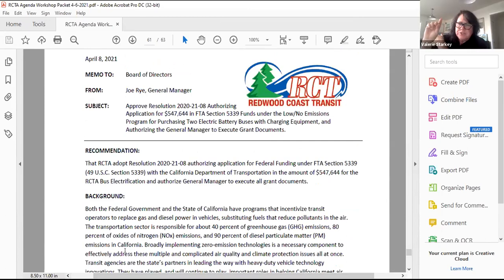I just have one quick question. You're saying 80% they would be funded, and then we would need to come up with 20%? Correct. All right. So I'd like to make a motion that we authorize the RCTA to submit a grant application for the federal low or no emissions program. I'll second that.